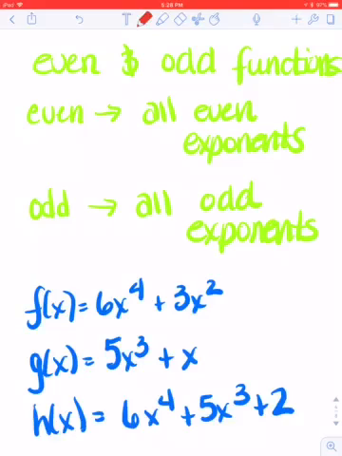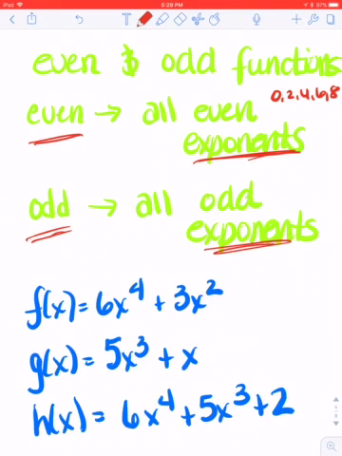Okay guys, I want to do a little review over even and odd functions that we talked about today. So remember, if it is an even function, all exponents are even values. That means that they end in 0, 2, 4, 6, or 8. If it is odd, all exponents have to be odd, which means that they would be 1, 3, 5, 7, 9, or anything that ends with those.